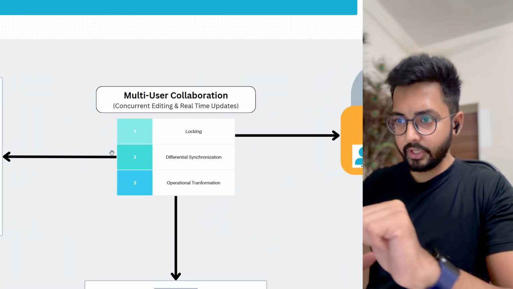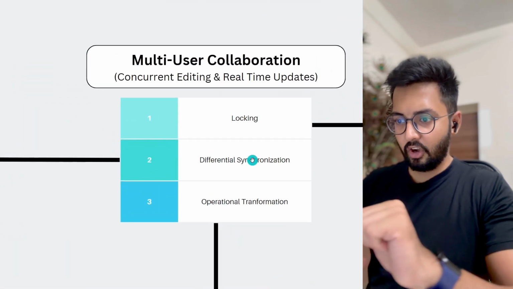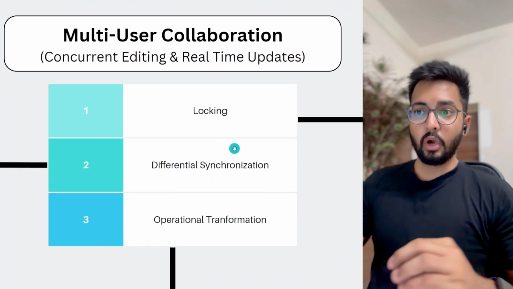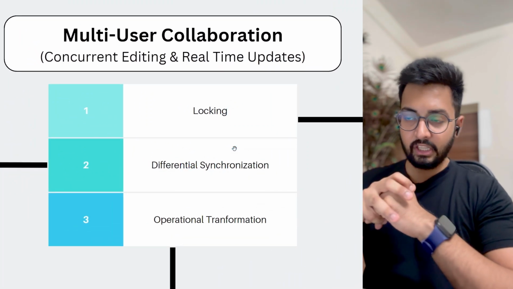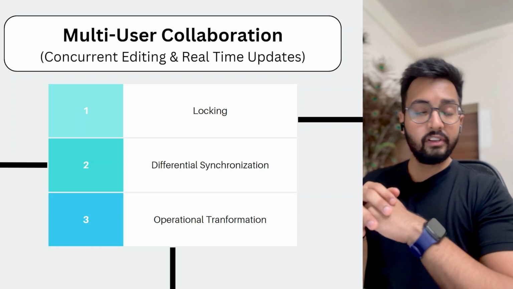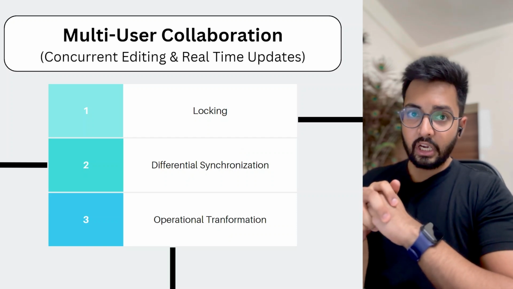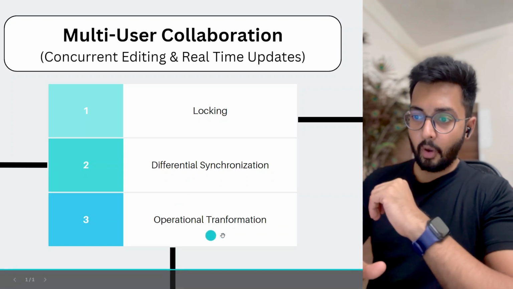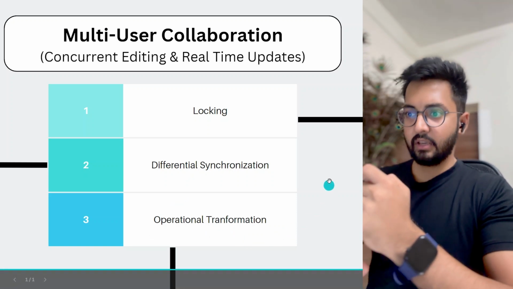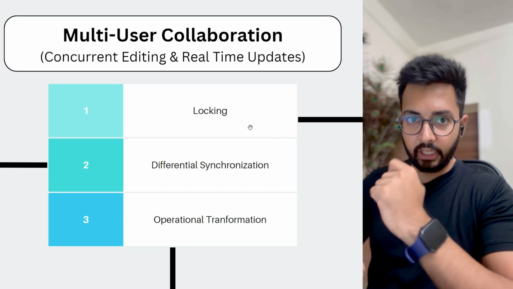So in multi-user collaboration, as you can see on the screen as well, we have three approaches to achieve it. The first one is locking, the second one is differential synchronization, and the third one is operational transformation. Google Docs uses operational transformation. We'll come to it at the last. Let's first start with the locking approach.